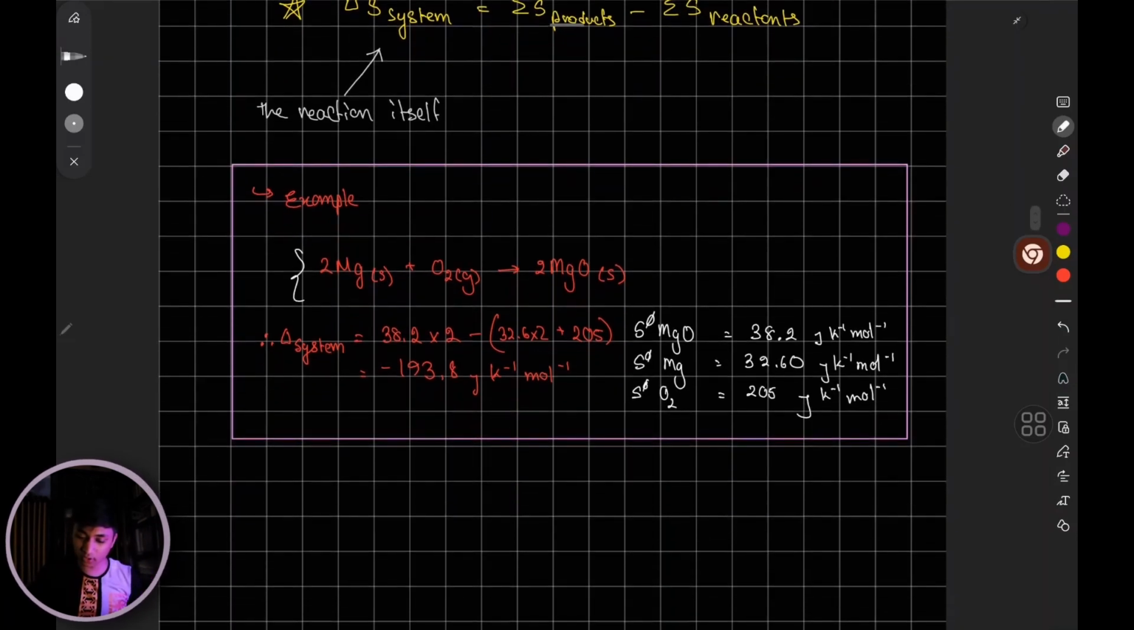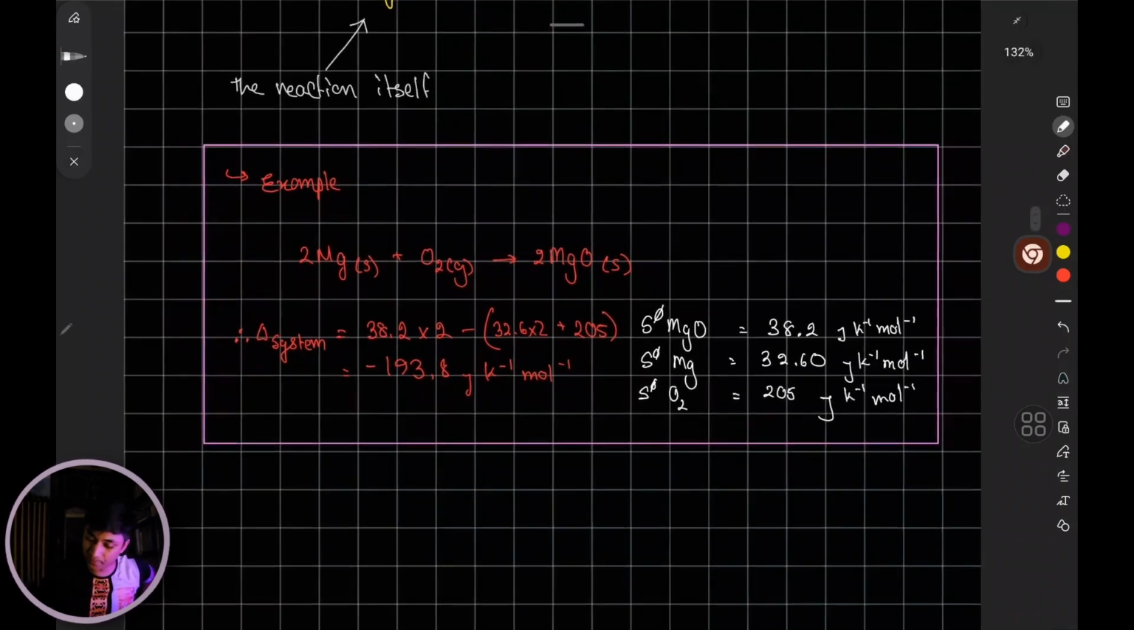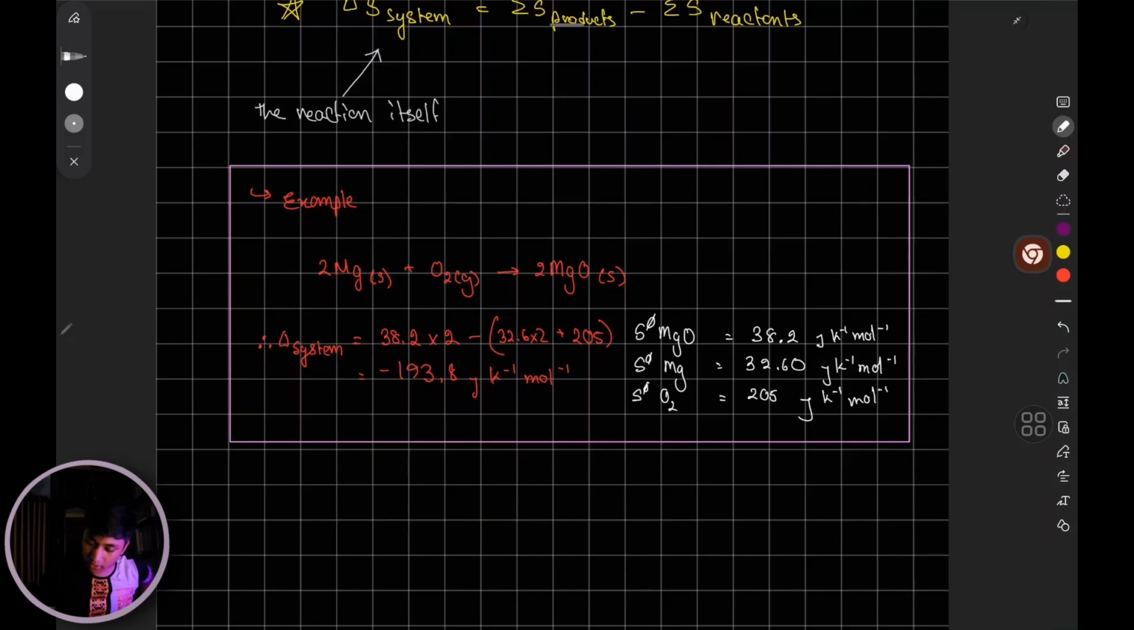So first of all, let's look at an example where we're reacting 2 moles of magnesium with 1 mole of oxygen gas forming magnesium oxide. So in this case, what are we doing? We're finding the sum of entropy of our product. What is the product? Magnesium oxide. What is the entropy of magnesium oxide? 38.2. 38.2 times 2 moles. That is giving you the sum of entropy of the product. Minus entropy of the reactant, that is magnesium. 2 times entropy of magnesium, that is 32.6. Plus entropy of oxygen, which is 205.